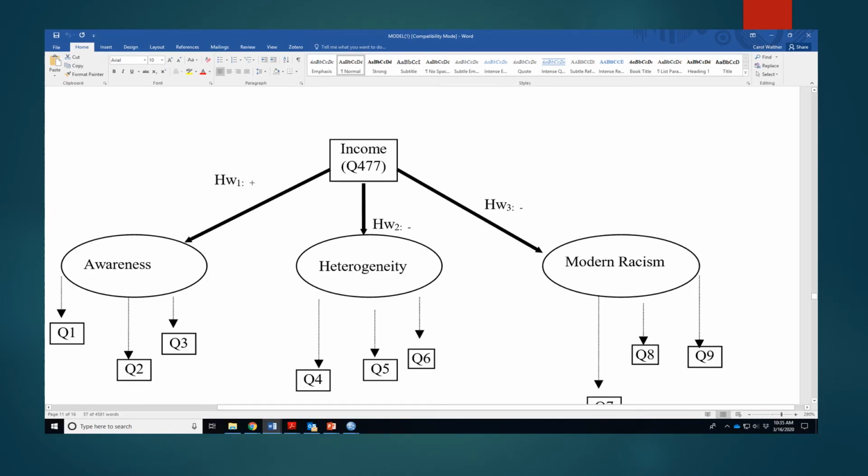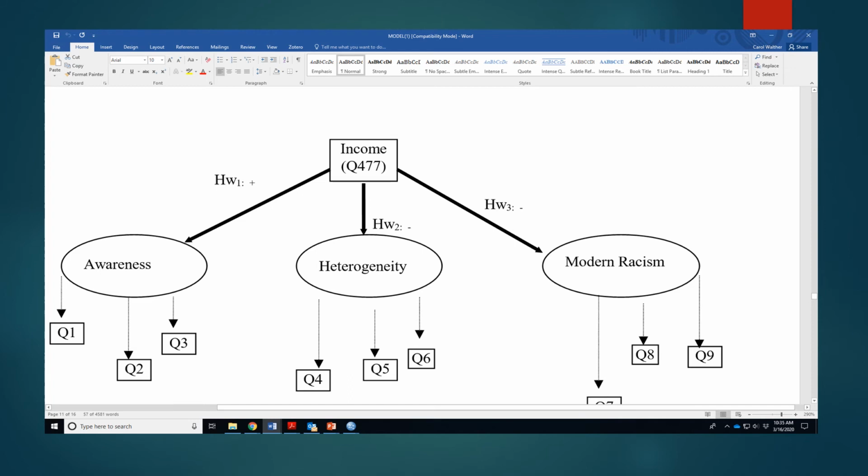The next figure is getting to more of the figure that you should turn in for your practice and for your final research paper. So we have income, which is a manifest variable. We typically can indicate who has earned what kind of income. And then we have a positive relationship to awareness. So you see HW1. That's working hypothesis 1. So as income increases, they're predicting that awareness increases. Multicultural awareness is increasing. And then we have HW2, which is working hypothesis 2, which indicates a negative relationship.